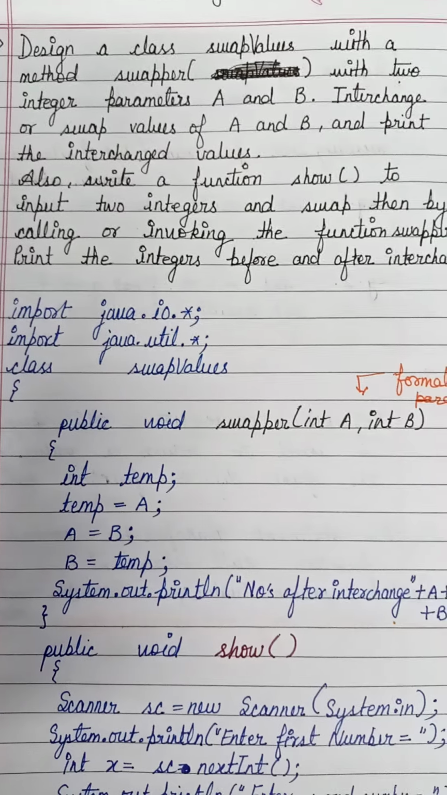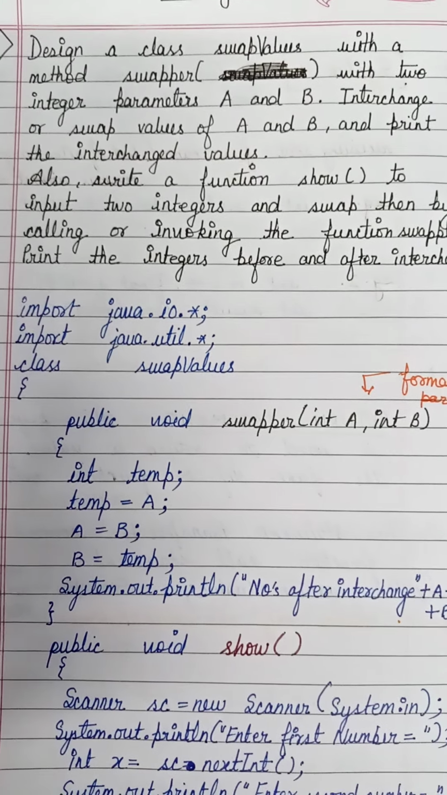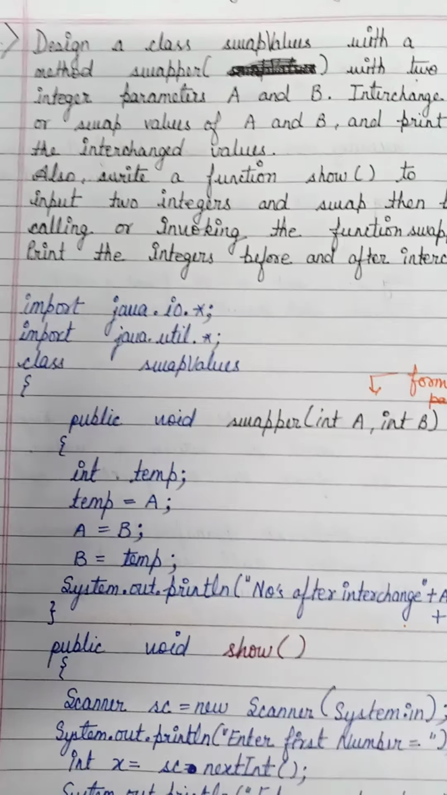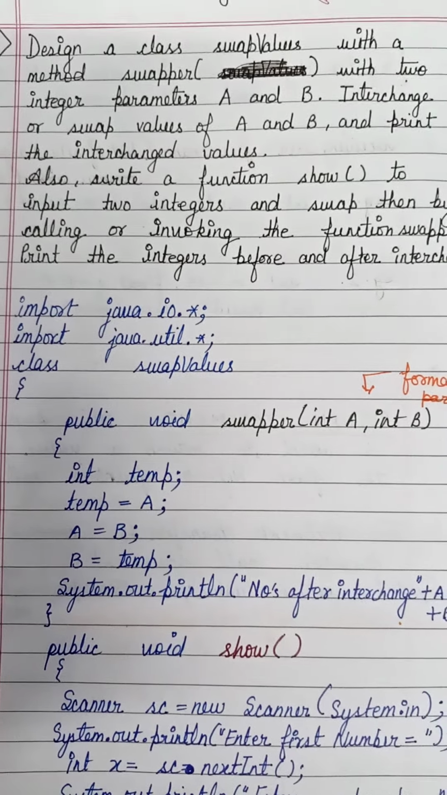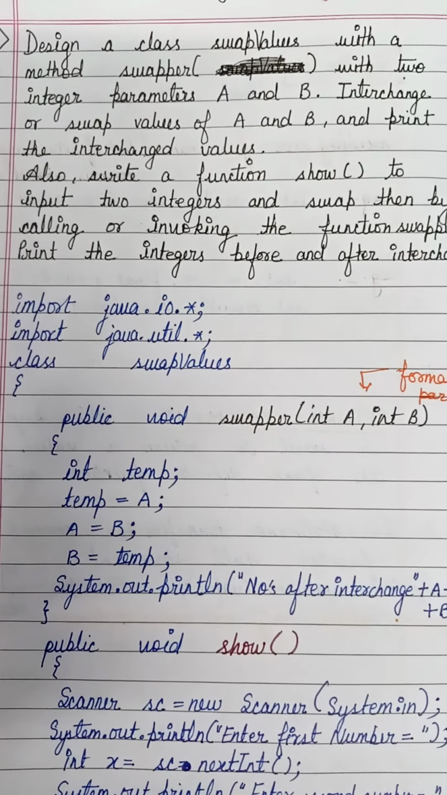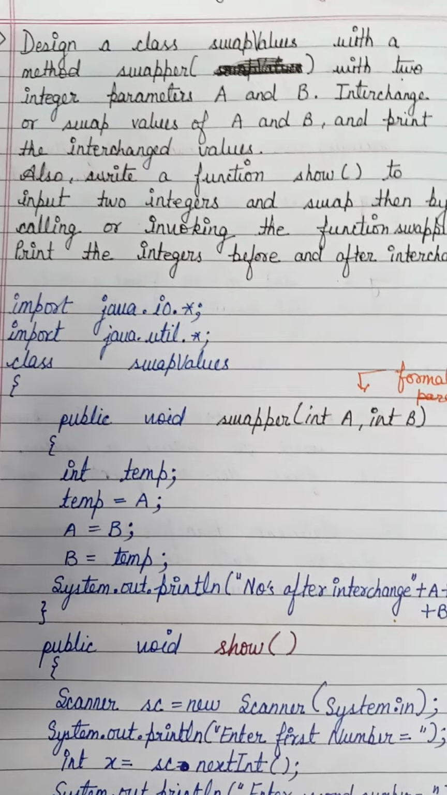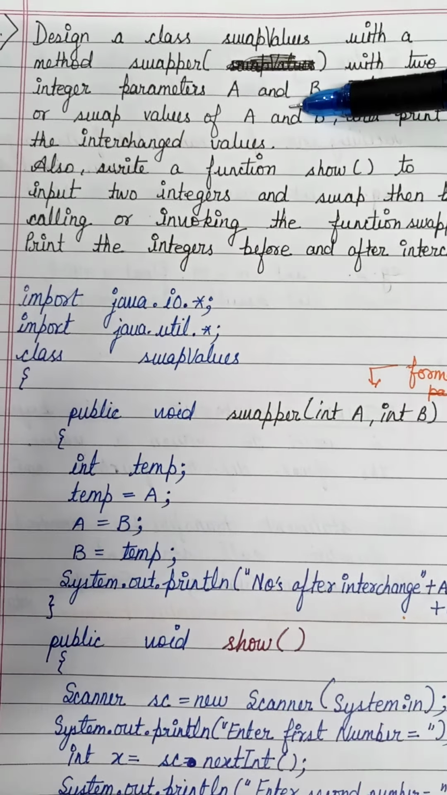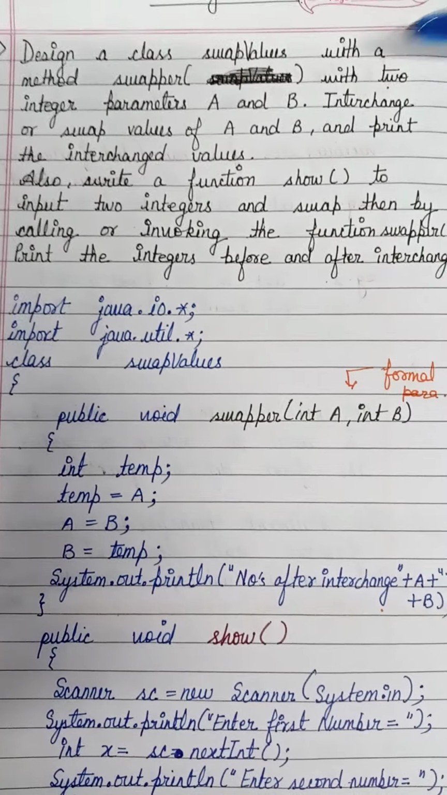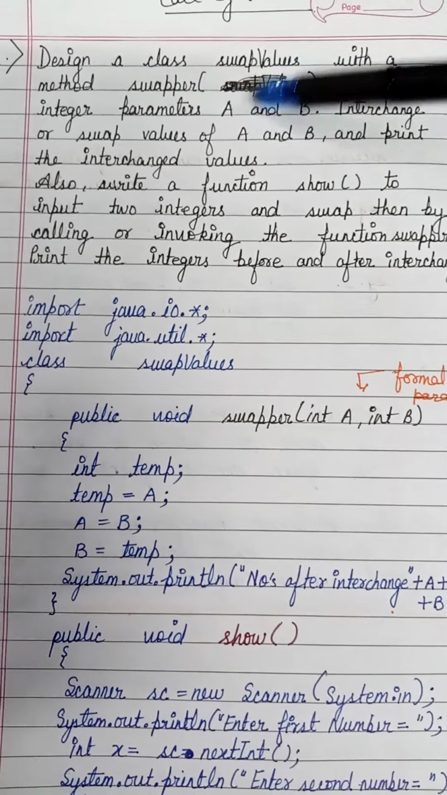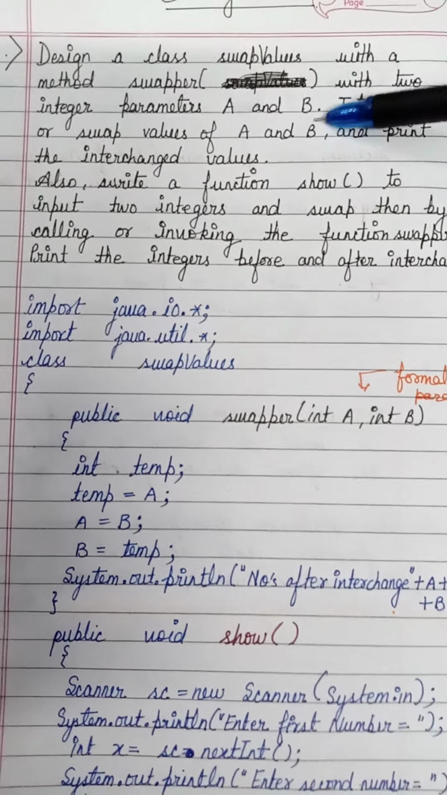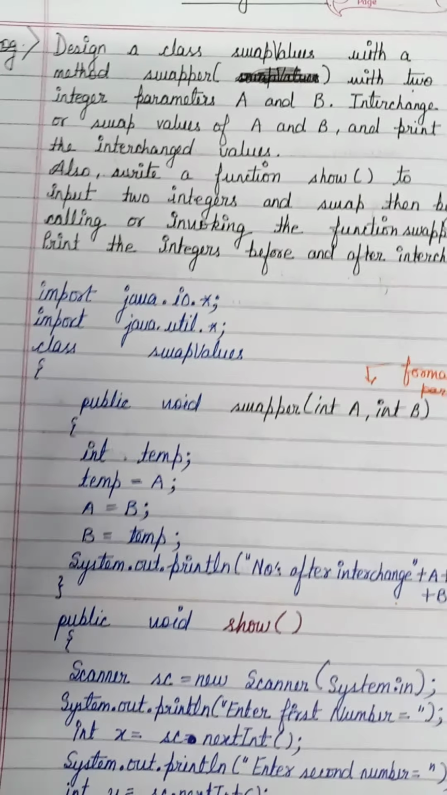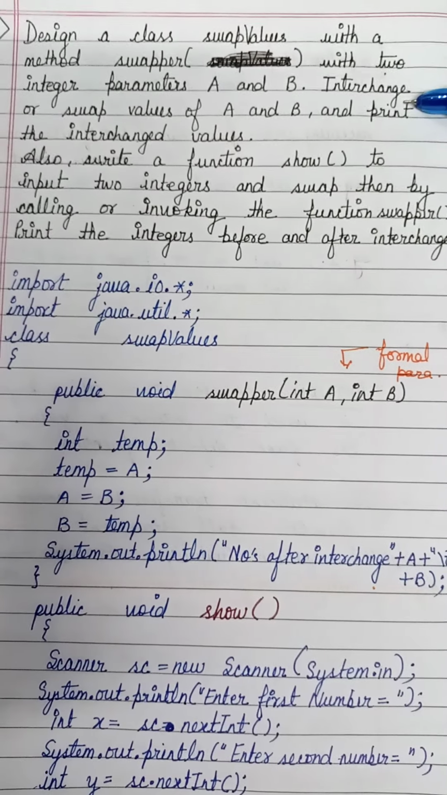Okay, in this you have to design a class. The name will be SwapValues, and one method will be there, that will be the swapper method. That method will have two integer type parameters a and b, and you have to interchange the values of a and b. You will assign the value of a to b and b to a. Okay, you have to swap the values.